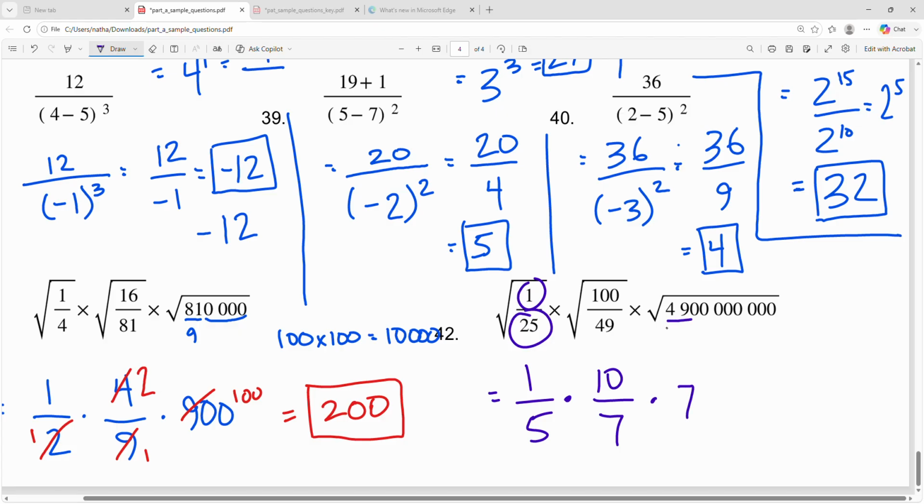How many zeros do I have? 1, 2, 3, 4, 5, 6, 7, 8 zeros. So if I take the square root after, I'm going to have half the amount of zeros. So half the amount of zeros is 4 zeros. 1, 2, 3, 4. So 70,000.